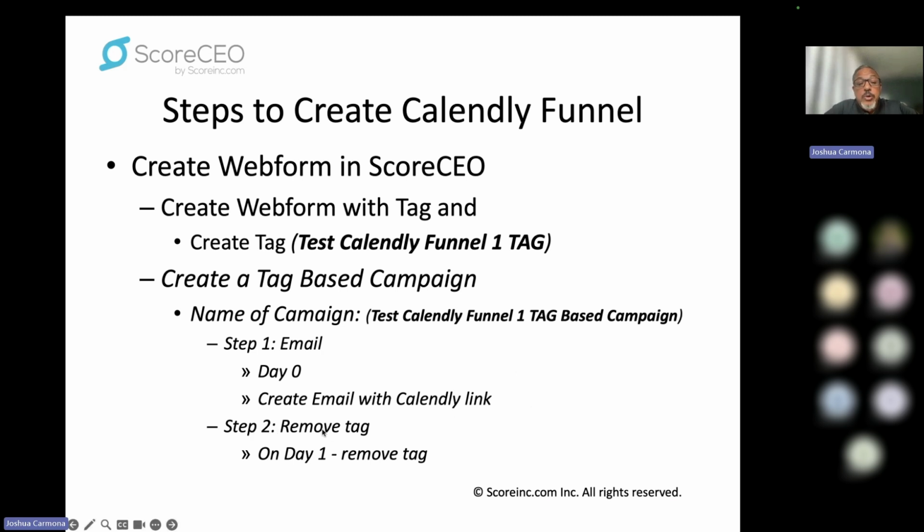And then step 2, remove a tag on day 1. So on day 1, basically we enroll them into the campaign, send out an email with the Calendly link, and then we're going to remove the tag so that the campaign finishes. In the interim, they were already redirected to the campaign link anyway. So we've got 2 opportunities to try to get the customer to go ahead and create their appointment with you. And I'll show you how that appointment is created within your Outlook calendar also.